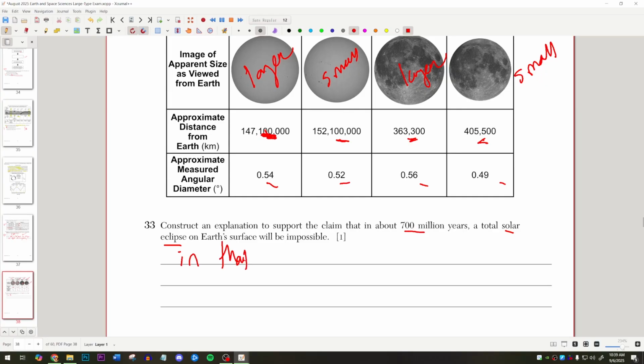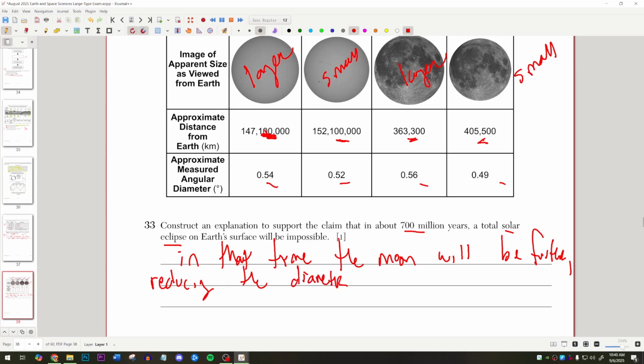In that time, the moon will be further, reducing the diameter we see from Earth, not blocking out the whole sun.